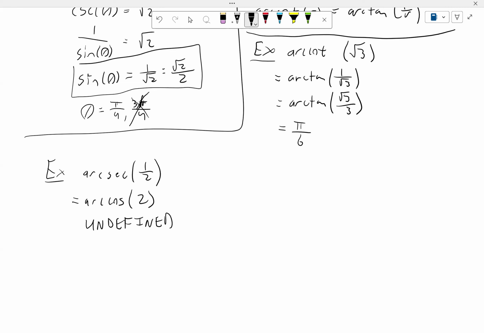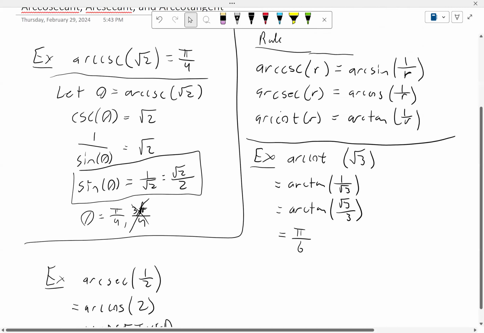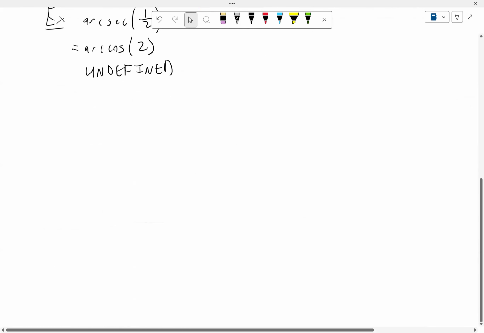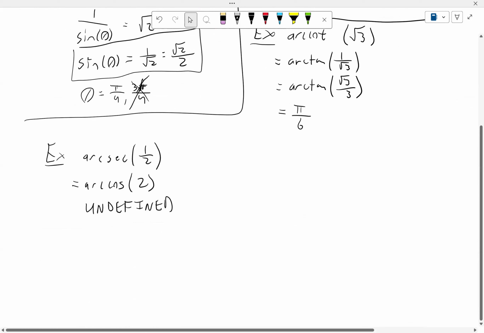So basically, anytime we have an arccosecant, arcsecant, or arccotangent, we can convert it to be arcsine, arccosine, or arctangent, respectively. So there's no need to really discuss those ones further.